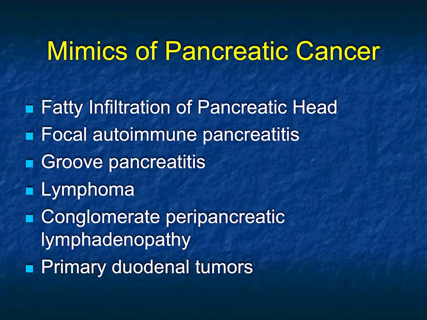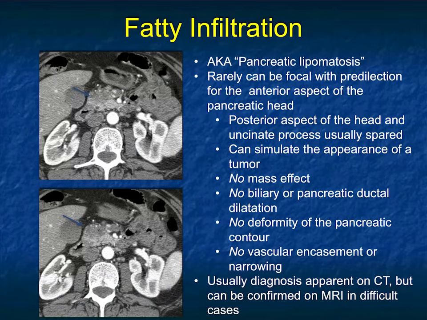Now, other mimics of pancreatic cancer, we talk about the texture of the gland, fatty infiltration. Maybe it's low density. How do you know it's fatty infiltration? Can be somewhat challenging. We talk about autoimmune pancreatitis. We talk about groove pancreatitis. We talk about other tumors, lymphoma, peripancreatic adenopathy, and primary duodenal tumors, like we mentioned, perhaps an adenocarcinoma or a GIST tumor or a neuroendocrine tumor.